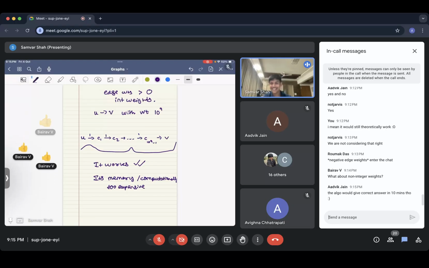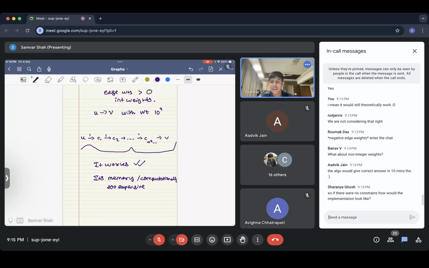Yeah, exactly. The algo would give the correct answer. It may not even take that much time, because the memory is the real problem. Yeah, but you would have too many operations. You have to break the edge and then build the edge. And yeah. So if there were no constraints, how would the implementation look like?